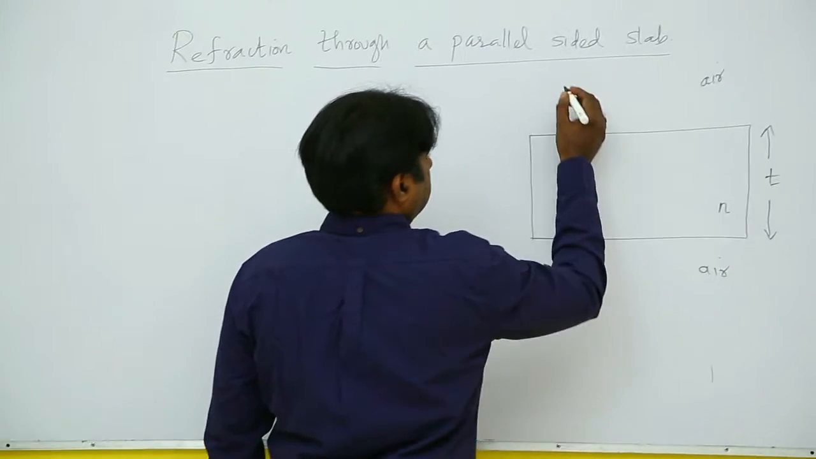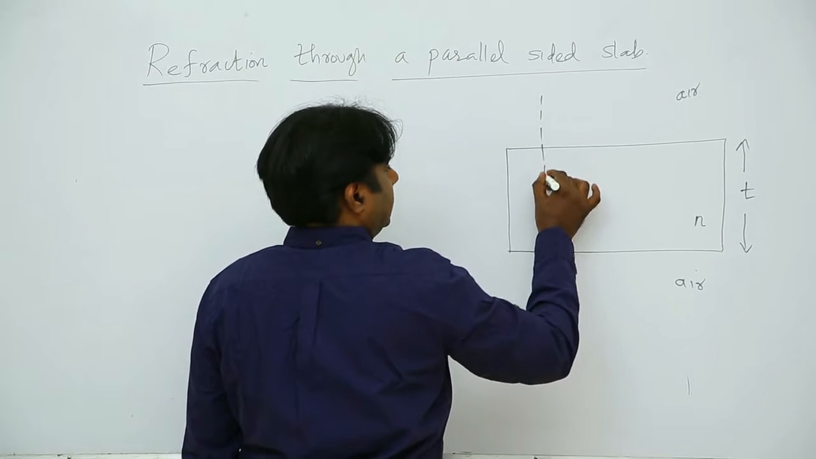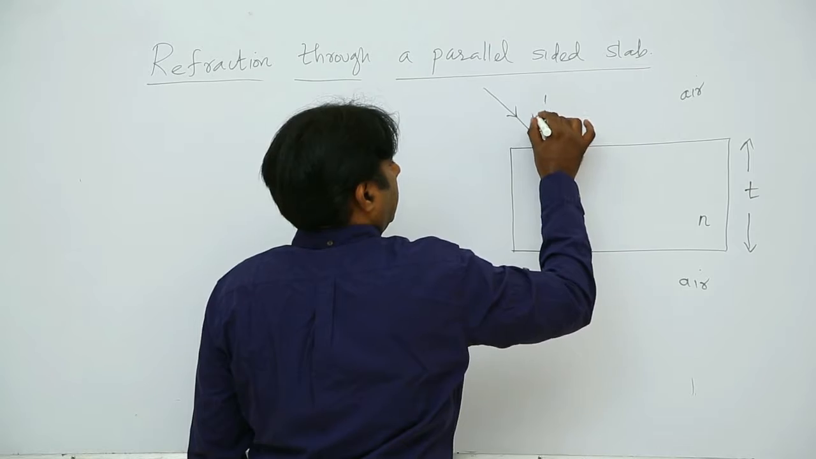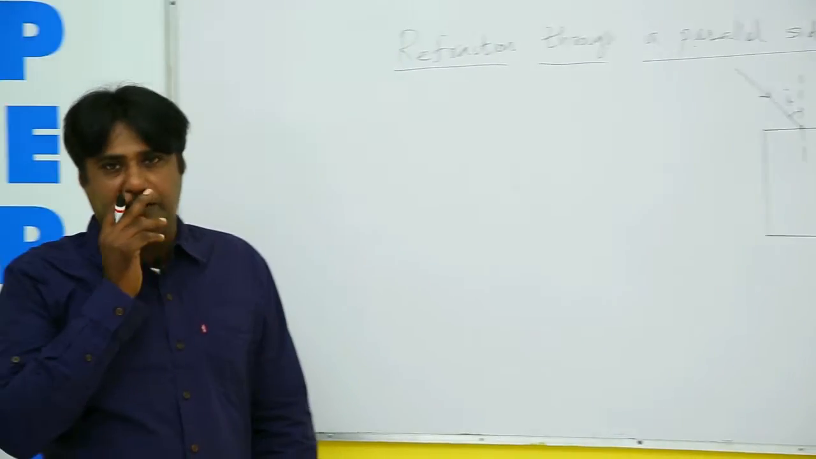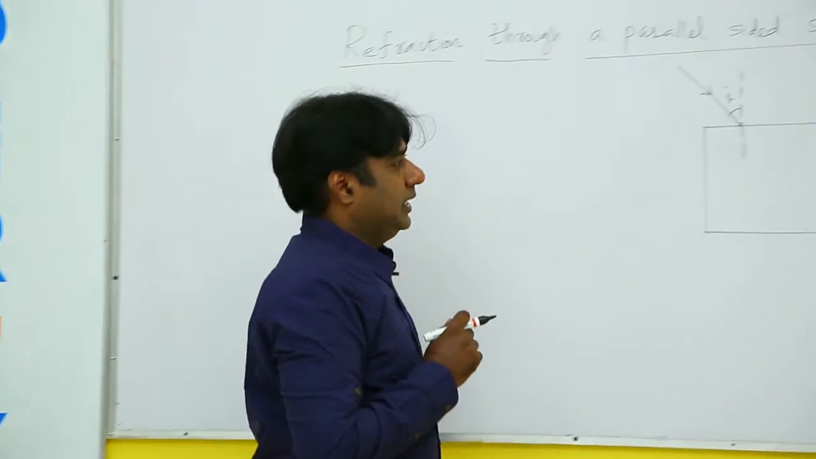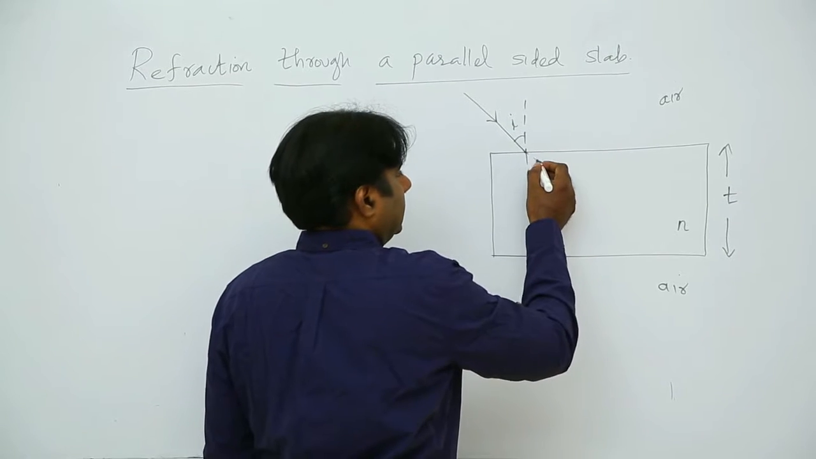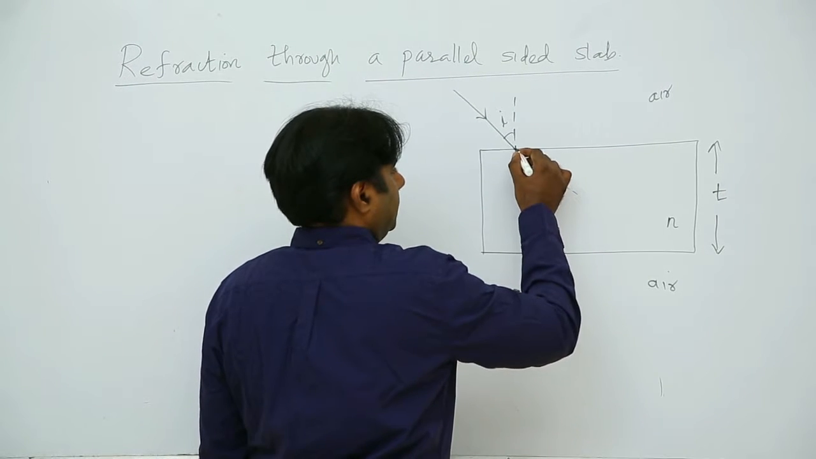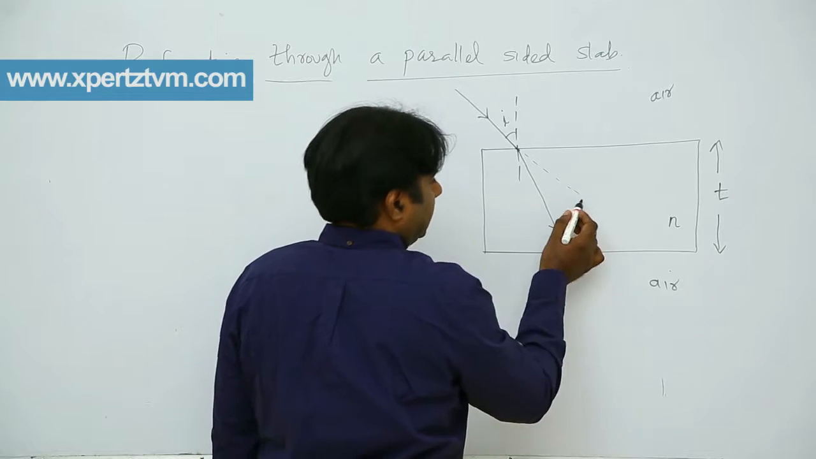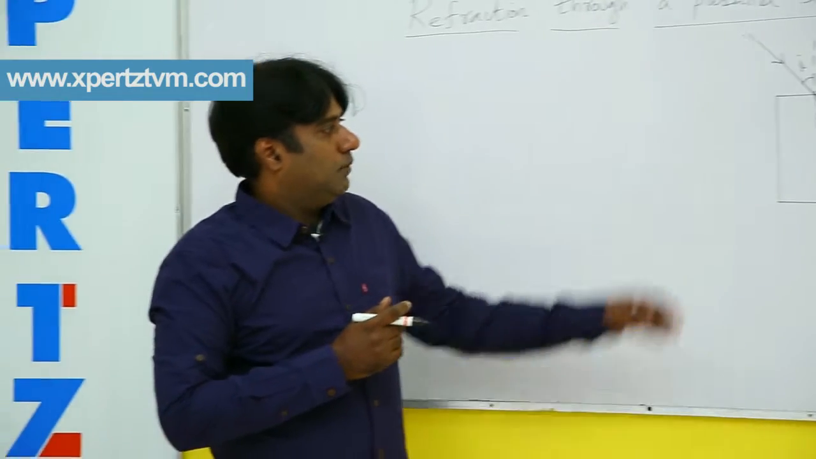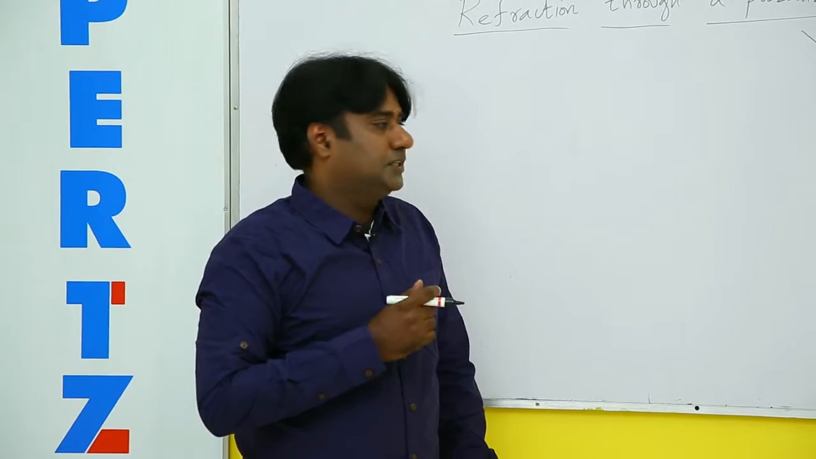At one interface, you have a ray of light incident like this at an angle say i. i is the angle of incidence at the first interface where it undergoes refraction. Here it is entering from air to a denser medium, so it has to bend towards the normal. So instead of going like this, it will bend towards the normal somewhat like this. This is what it was expected to move, but it is bending towards the normal because it is entering from a lighter to a denser medium.